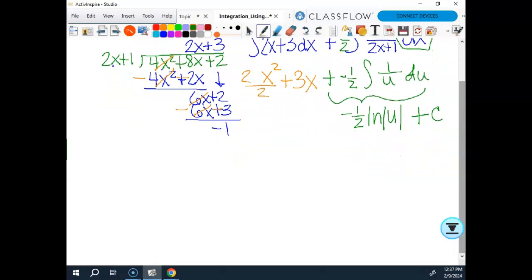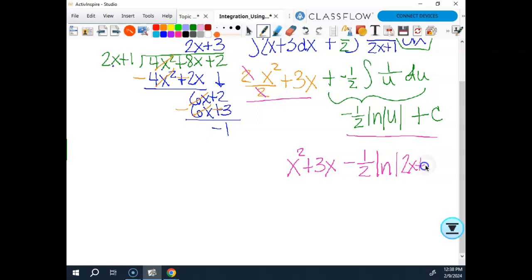So then when I bring all of this down together, my answer is, those cancel out. I get x squared plus 3x minus 1/2 times the natural log, the absolute value of 2x plus 1, plus c. Okay, what questions you got?